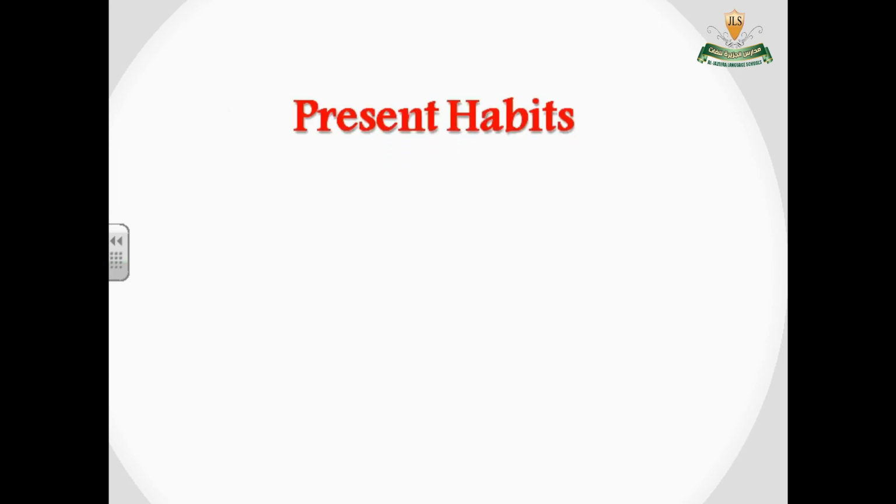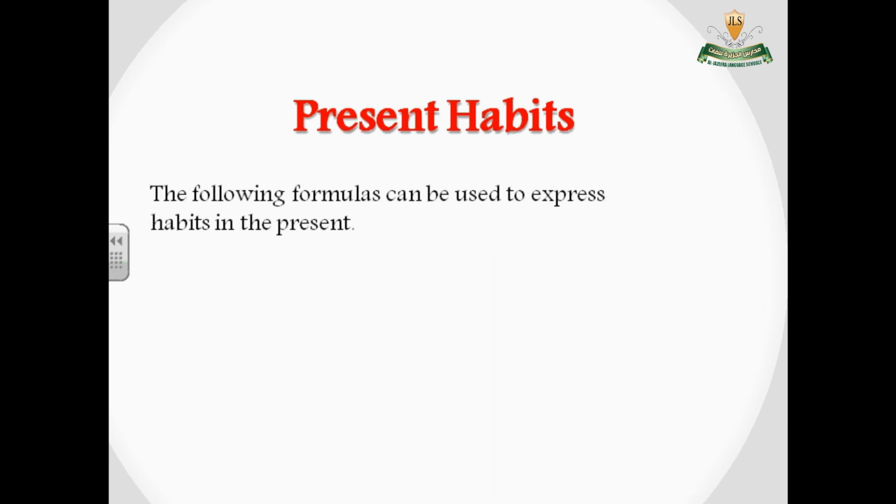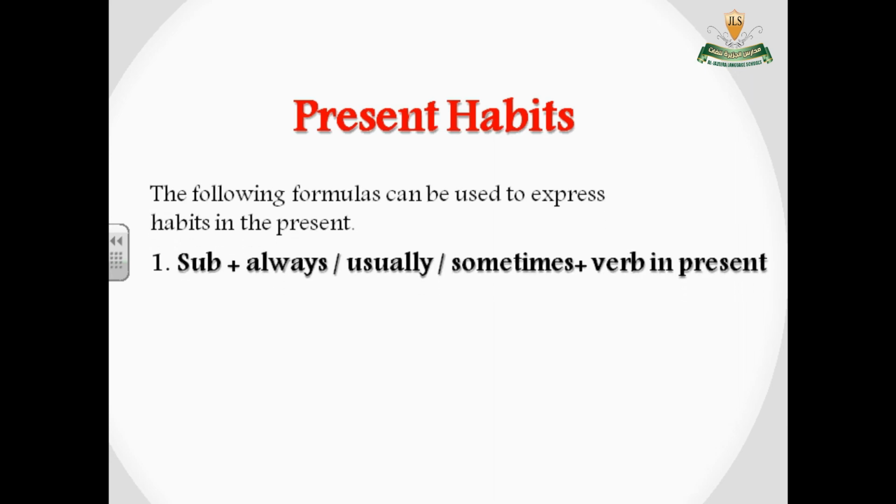Okay? Do you remember the past habits which we used to say in the past simple tense? It is the same, but this time we are using it in the present simple tense. Let us see. The following formulas can be used to express habits in the present. Subject plus always, usually, sometimes, plus verb in the present. Nada usually goes to the shop on Sunday.